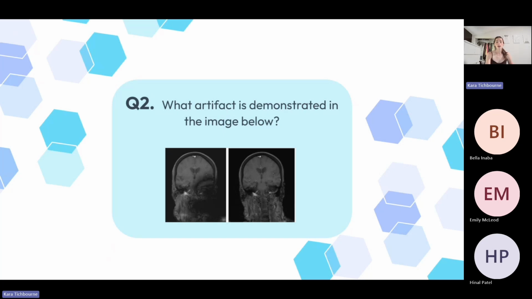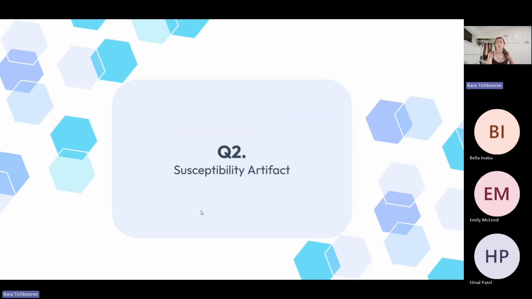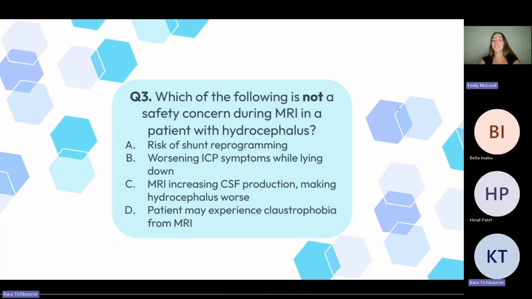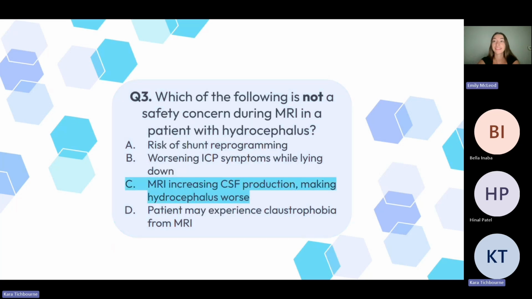Question 2, what artifact is demonstrated in this image below? And the answer is susceptibility artifact. Question 3, which of the following is not a safety concern during MRI in a patient with hydrocephalus? And the answer is C. MRI increases CSF production, making hydrocephalus worse. So MRI does not increase CSF production.